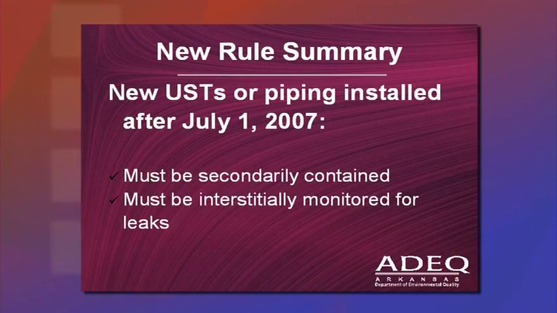So we talked about this once earlier today, and that's about anything that's been put into the ground after July 1, 2007. Any tanks or piping have to be secondarily contained, and you have to have a way to monitor that interstitial space. Anything in the ground after July 1, 2007.